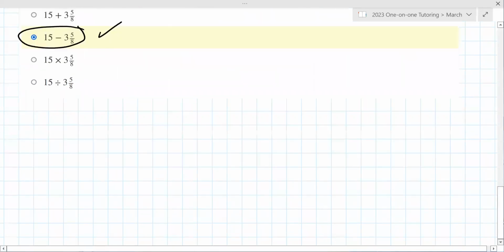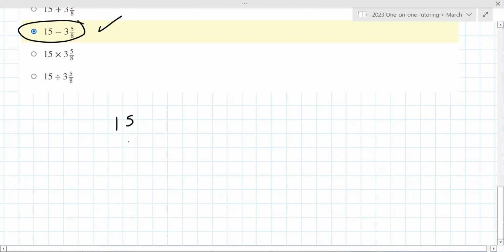Now, how to actually do this? That's the hard part. So if you write 15 minus 3 5/8, do you see that there is no fraction up here next to the 15? Yeah. So we're gonna break the 15 apart into 14 plus 1. Is that okay? Yes.